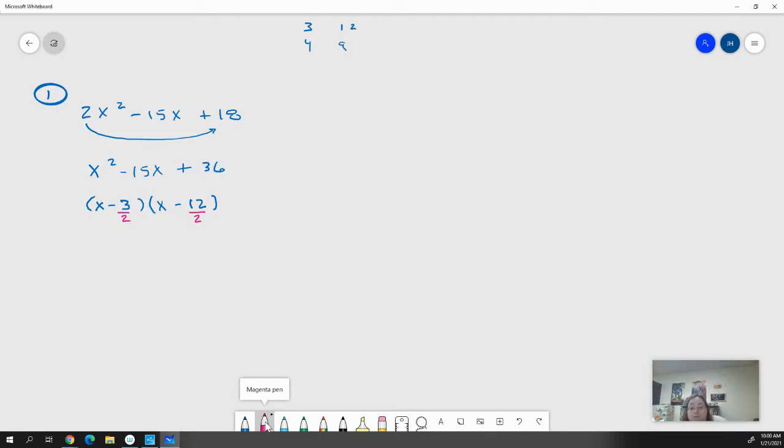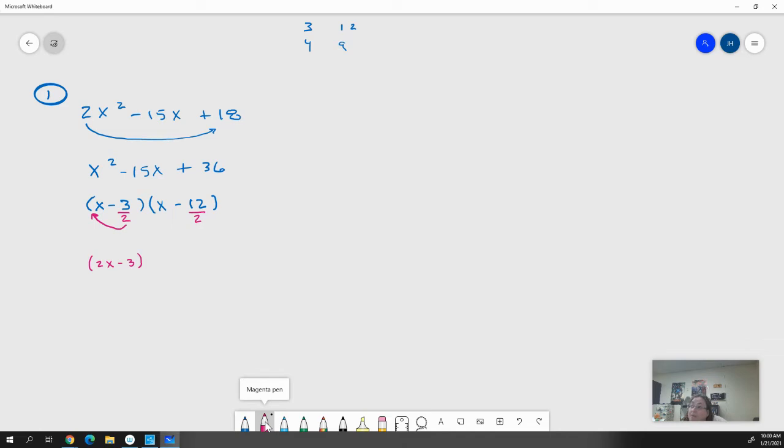We're going to reduce our fractions, right? 3 over 2 is not reducible, right? But 2 doesn't go into 3, so we're going to take this 2 and put it in front of the x. So this will become 2x minus 3.